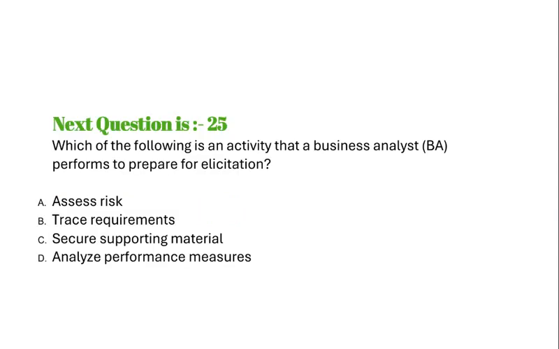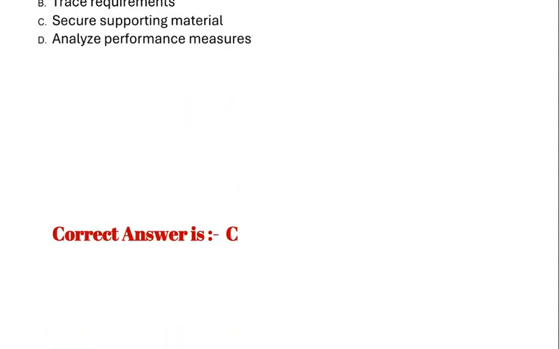Question is, which of the following is an activity that a business analyst (BA) performs to prepare for elicitation? Option A, assess risk. Option B, trace requirements. Option C, secure supporting material. Option D, analyze performance measures. Correct answer is option C.